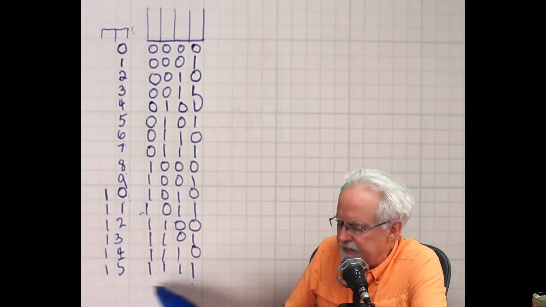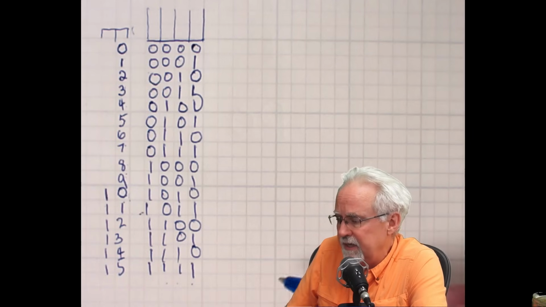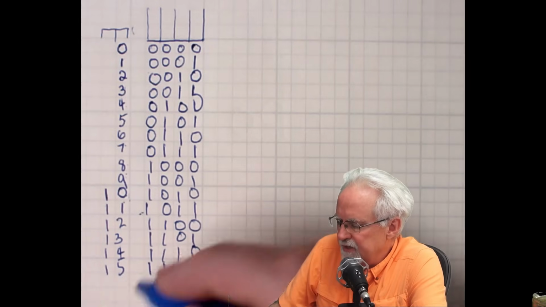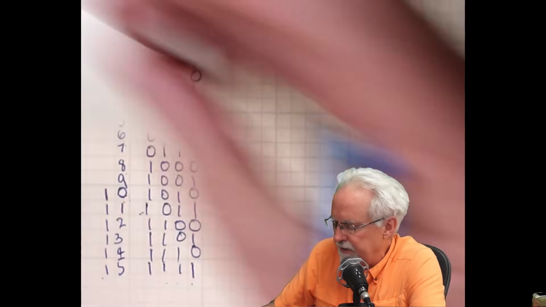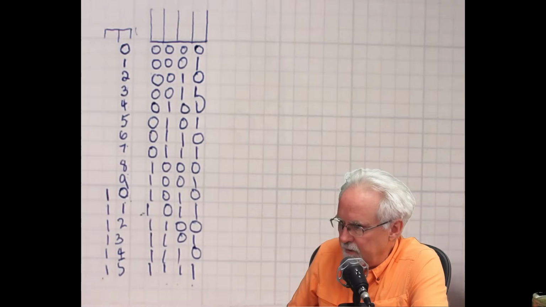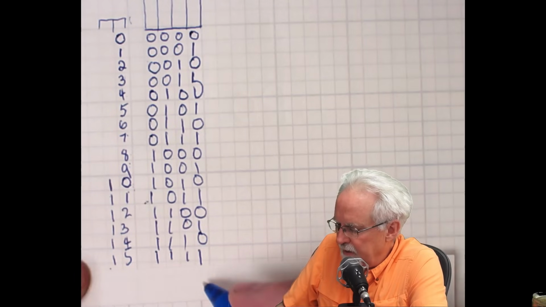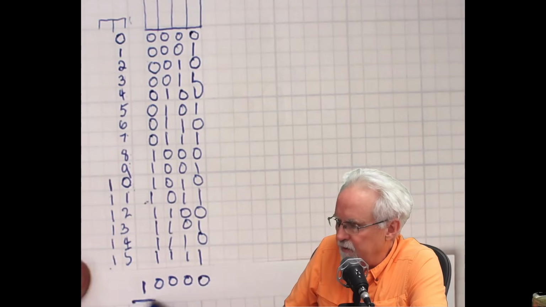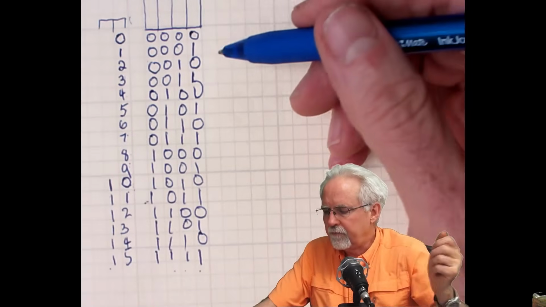I've run out of digits. I can't add another number. I can't go to 16 with just 4 switches, with just 4 bits. So we'll just leave it here at 15. If I wanted to go to 16, it would be 0, 0, 0, 0, and carry the 1. I would have to have another switch out here. Okay, but we're just going to do the 4 switches.